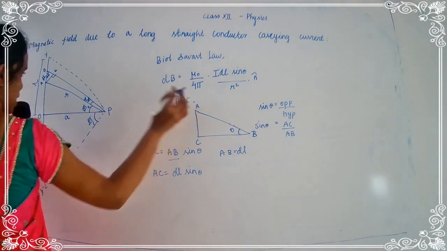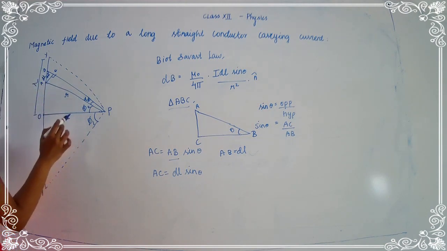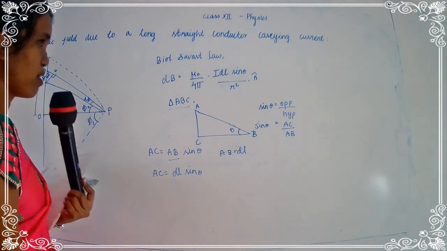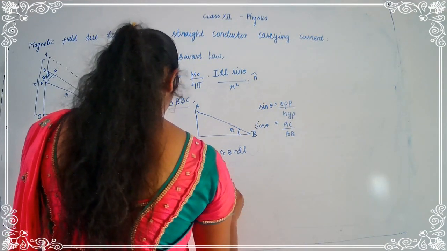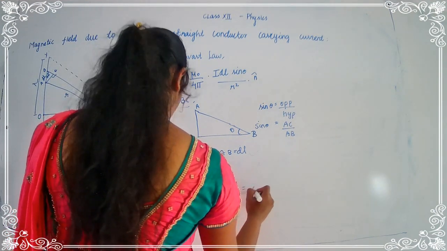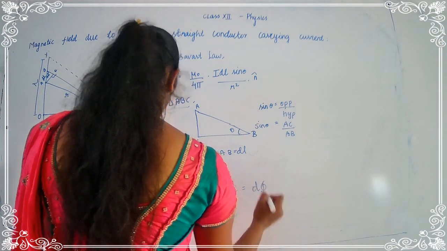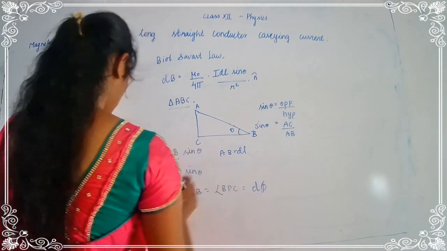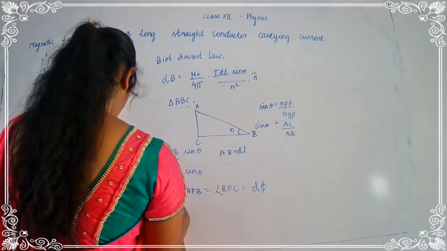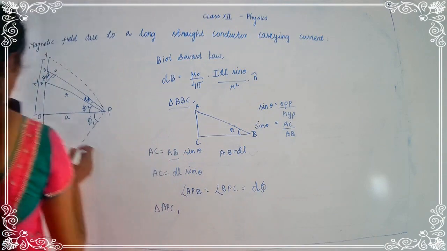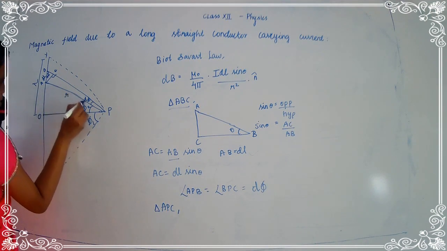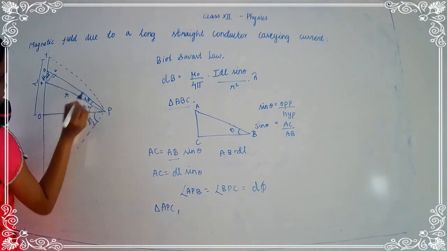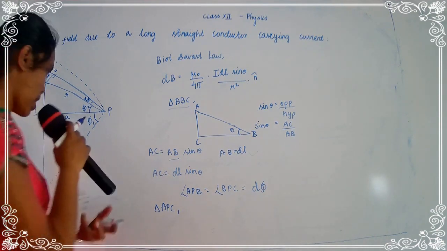In the next triangle APB, angle APB is equal to d phi. So angle APB is equal to angle BPC also, that is equal to d phi. Now take the triangle APC. See this triangle, APC, up to here only we are taking. Take that triangle, apply sin.